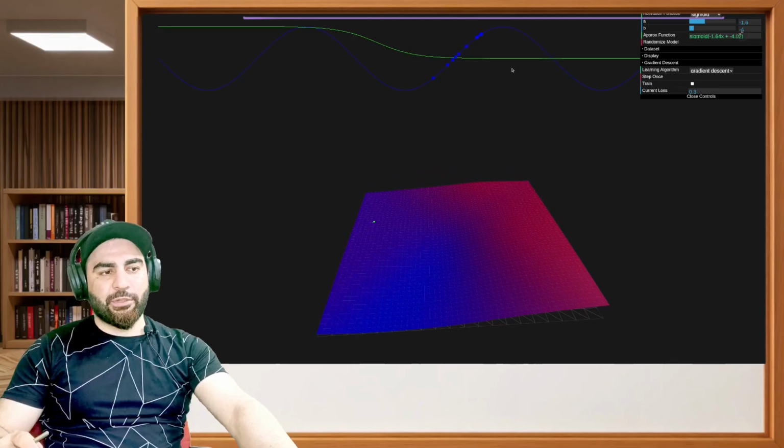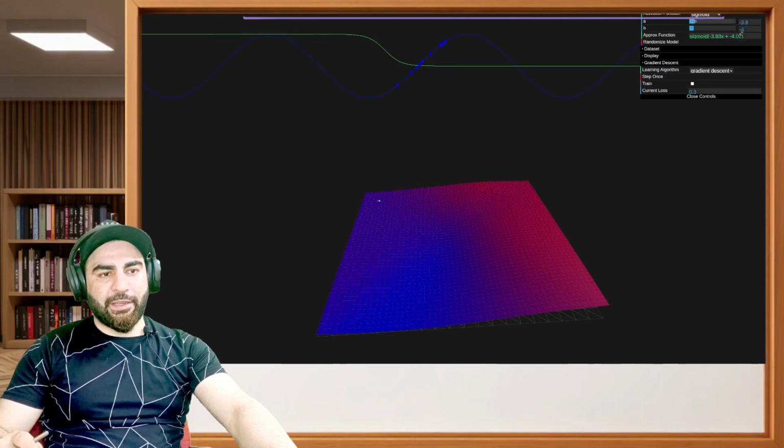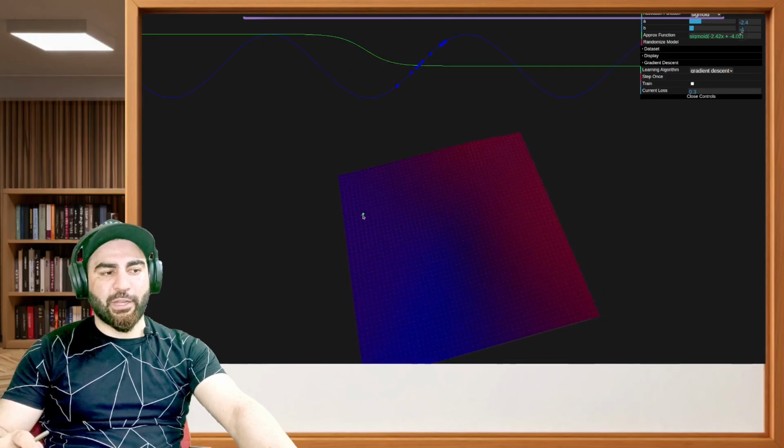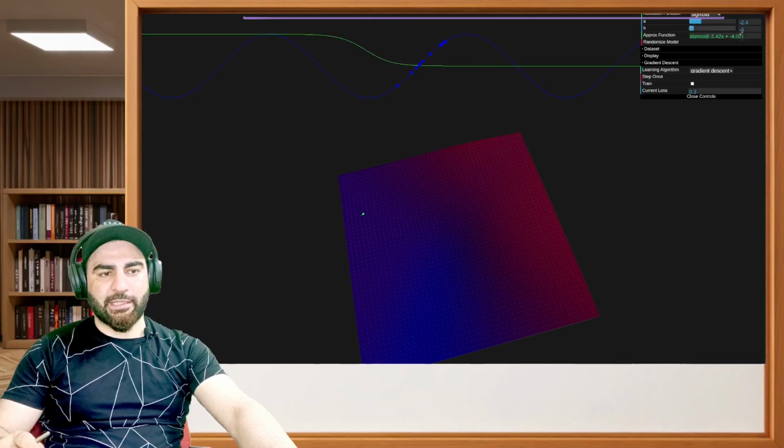Okay, so if you see this function, I think it's visible. Now I can change these parameters a and b. If you see, as I'm changing a and b, there is a corresponding point on this surface, and that point is also getting changed. So once I'm changing this a and b, that is w, the weight, and the bias, this is our w and this is our bias.